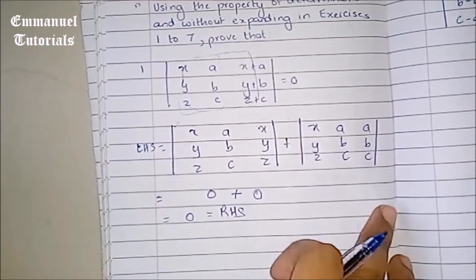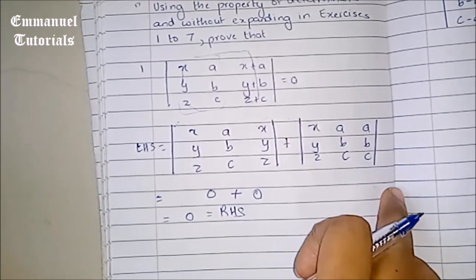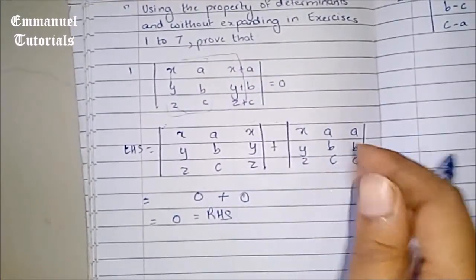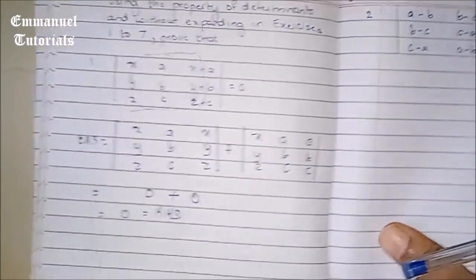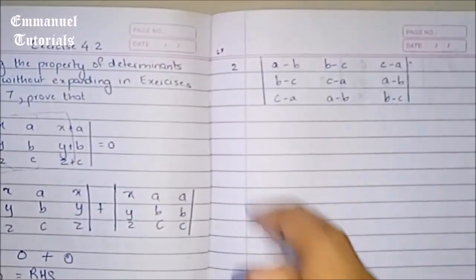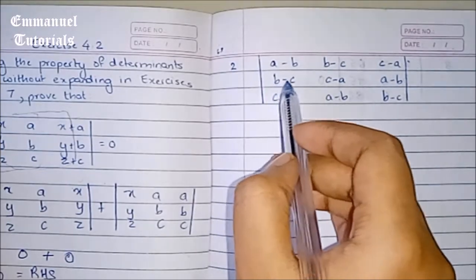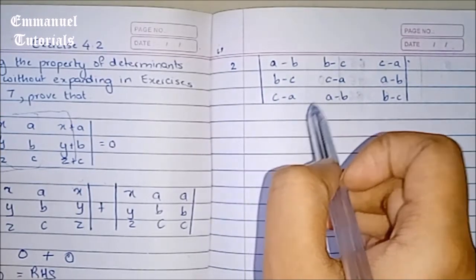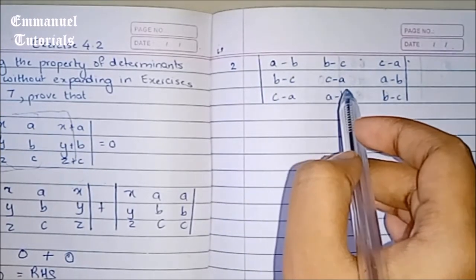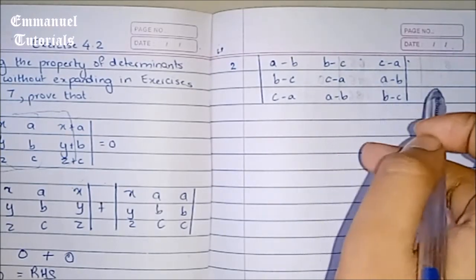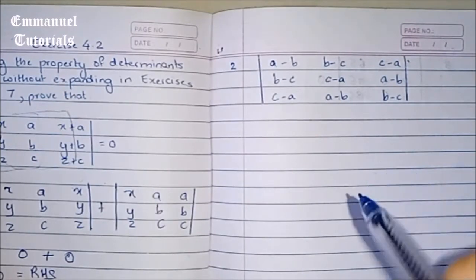I think you found this useful and easy. Now we'll solve more problems related to this so that you'll better understand it. Now the next sum: the determinant with rows a minus b, b minus c, c minus a; b minus c, c minus a, a minus b; c minus a, a minus b, b minus c.